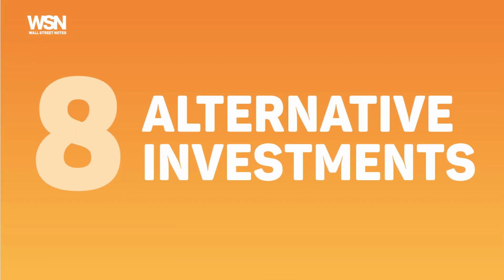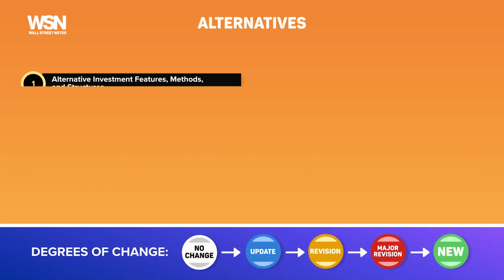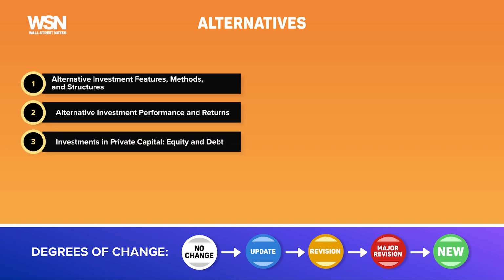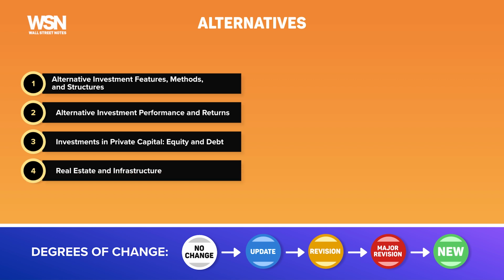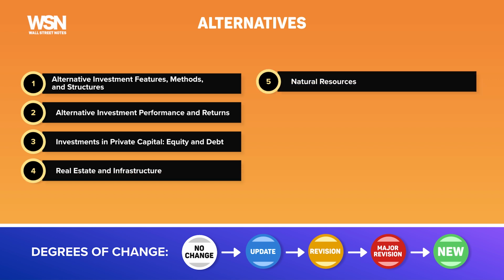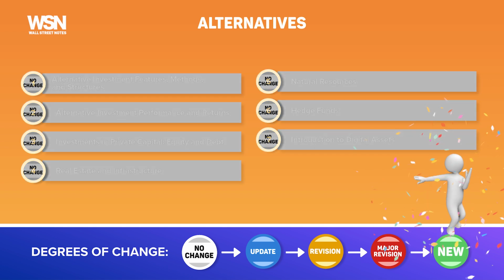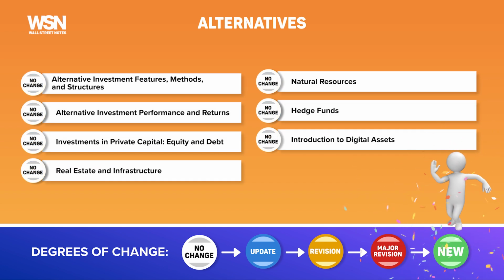The learning modules for alternative investments are alternative investment features, methods, and structures, alternative investment performance and returns, investments in private capital, equity and debt, real estate and infrastructure, natural resources, hedge funds, and introduction to digital assets. There are no material changes in this section.